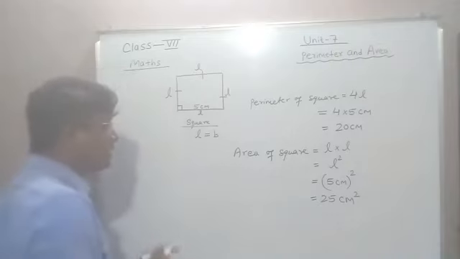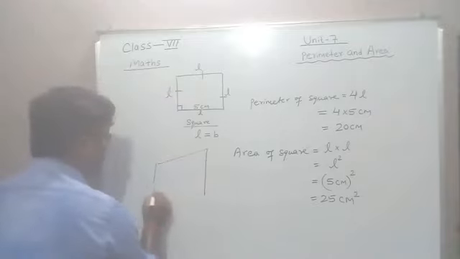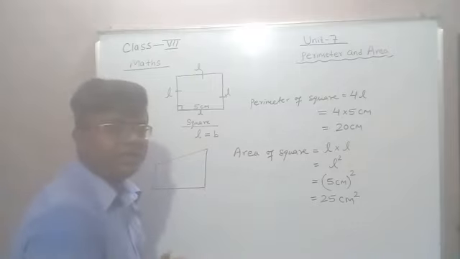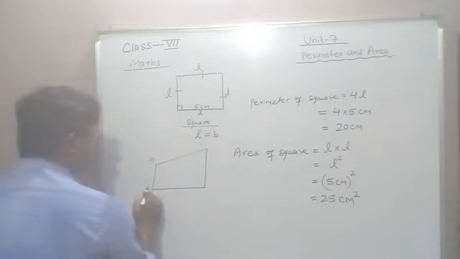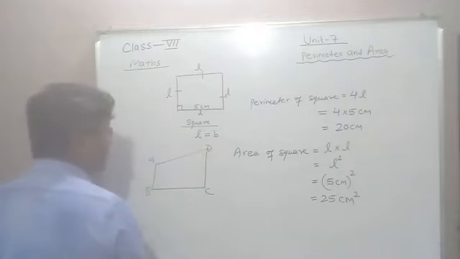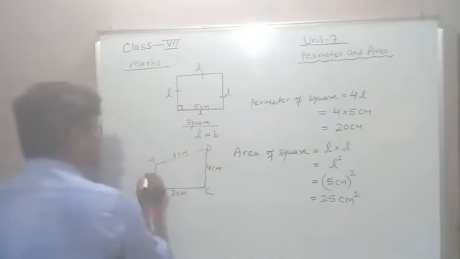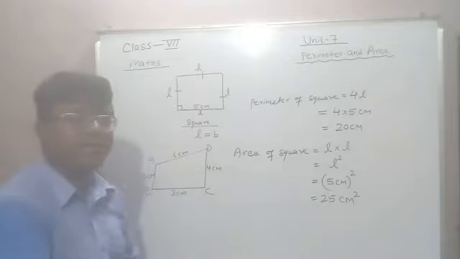Especially in the perimeter topic, the figure may be given as any quadrilateral. It may not be a rectangle or square, it may be a quadrilateral having 4 sides. Suppose this is your quadrilateral ABCD, and this is 3 centimeter, this is 4 centimeter, this is 6 centimeter, and this is 2 centimeter. The question may ask: find the perimeter of the given figure.